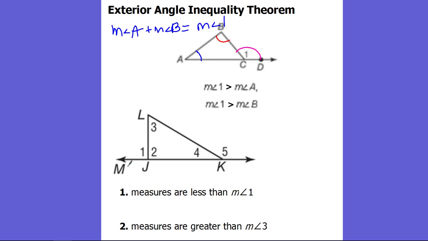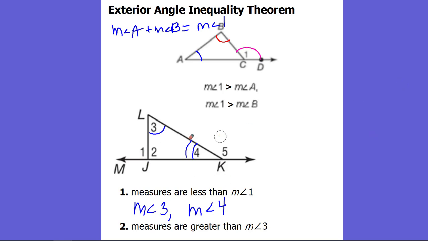So in this example, we want to list out all the angles whose measures are less than the measure of angle 1. Well, angle 1 is an exterior angle for triangle LJK. So that means that the two remote interior angles, angle 3 and angle 4, both need to be less than the measure of angle 1. So the measure of angle 3 is going to be less than the measure of angle 1, and the measure of angle 4 is going to be less than the measure of angle 1.